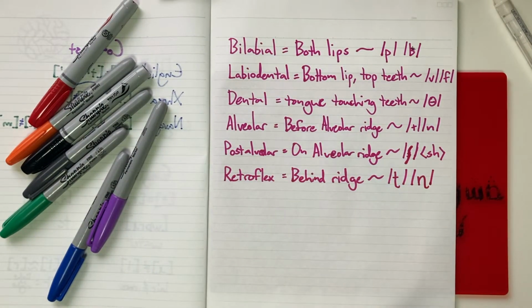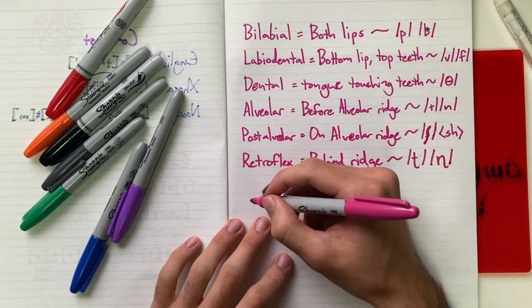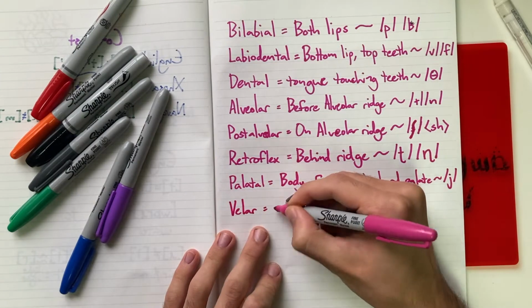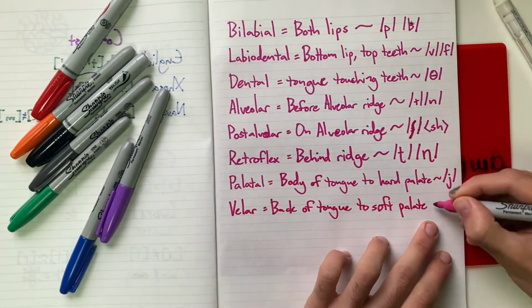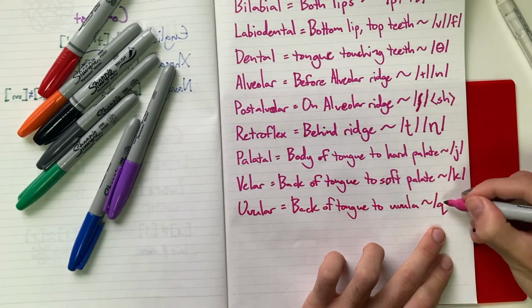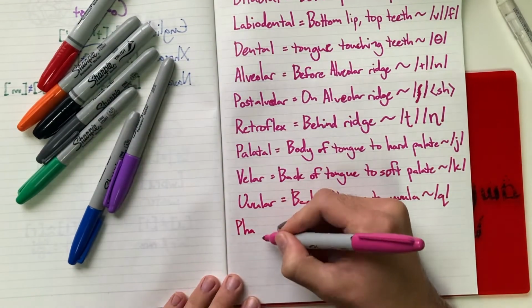Now we have sounds that use the body and back of the tongue rather than the tip. Palatals, where almost the whole tongue goes up to the roof of the mouth. Velars, where just the back of the tongue goes up to the soft palate. And uvulars, where the back of the tongue touches your uvula. Finally, we have pharyngeals and glottals.